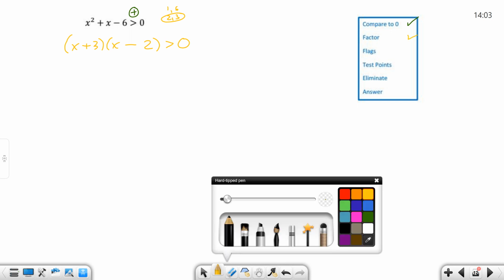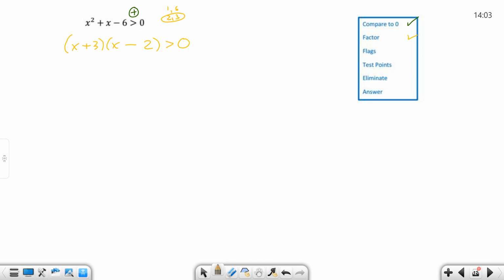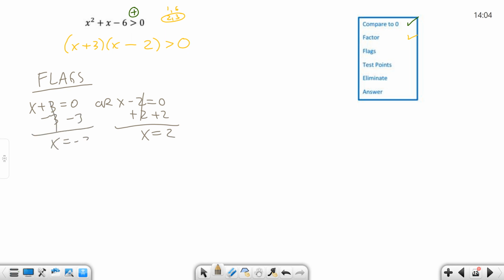And now it looks really remarkably like the one I just did. So the next thing I want to do is find my flags, right? After I get it factored, I want to find my flags. And on my flags, I disregard this part. Right now, I just do equal so I can find my flags. So I'm going to say x plus 3 equals 0 or x minus 2 equals 0. Then we're going to add 2 to both sides here, and over here, we're going to subtract 3 from both sides. So those are my 2 flags. Again, I get 2 flags. Don't have any denominators to worry about.